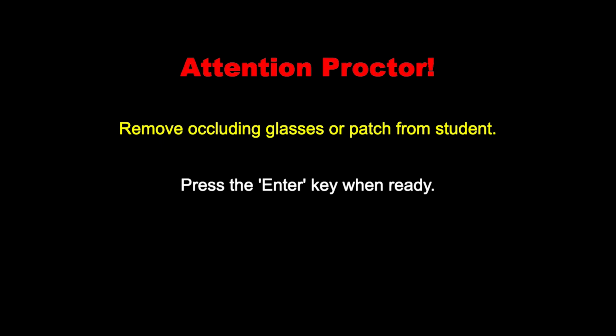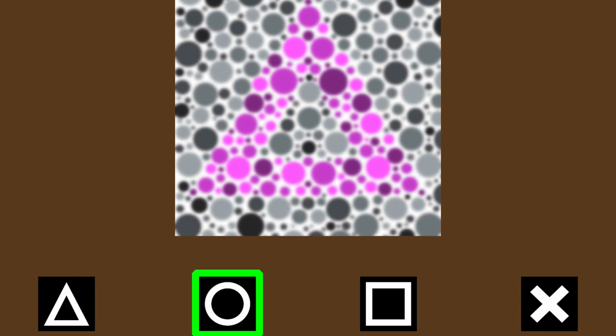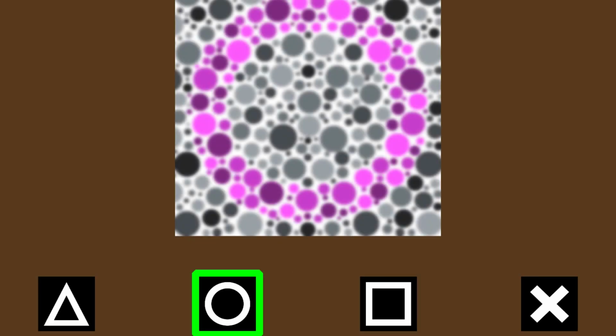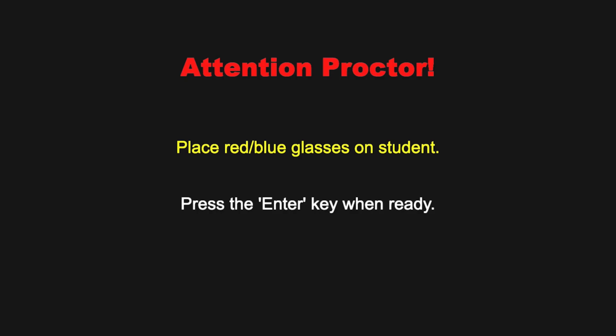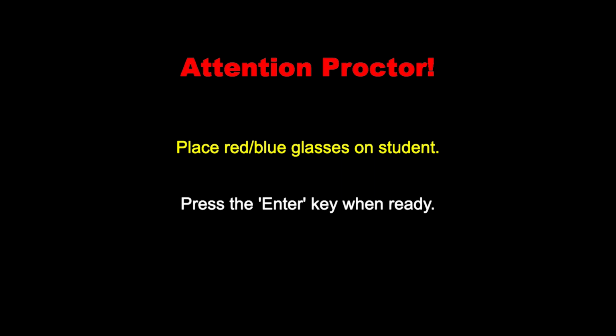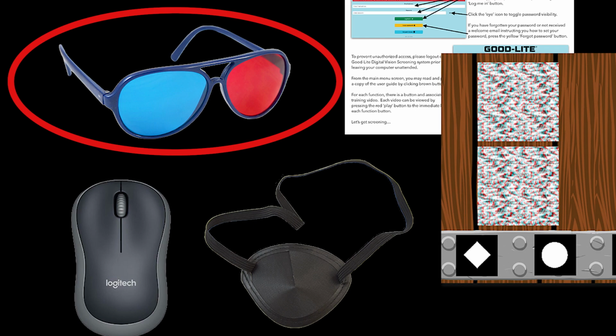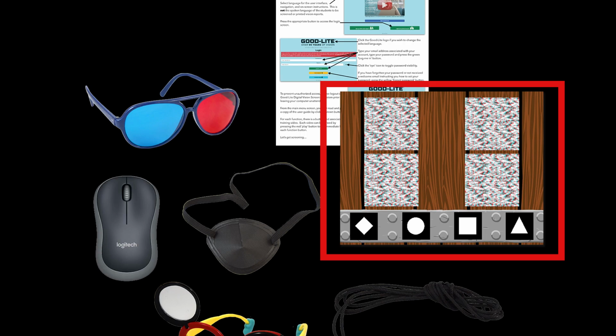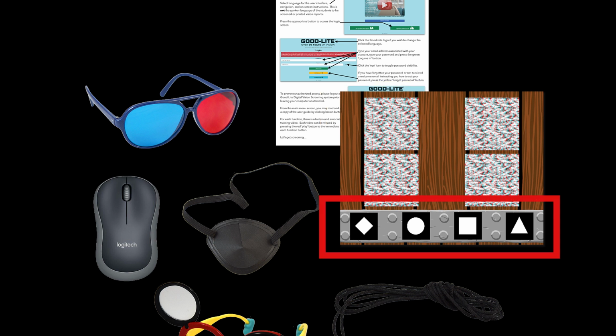Next, remove the occluding glasses and continue the screening for color vision if selected. If appropriate, the system will then instruct the proctor to put on the red-blue stereo glasses and continue the screening. Note that sometimes a child will have difficulty seeing the stereo image from a distance. In these instances, you will use the provided stereo near card to show the student, and they will manually point to the images that they see on the response panel at the bottom of the card.